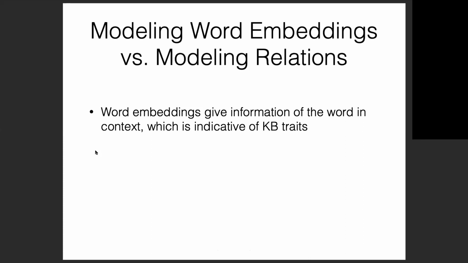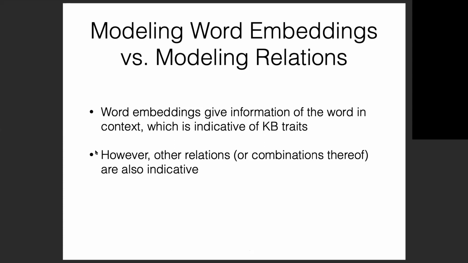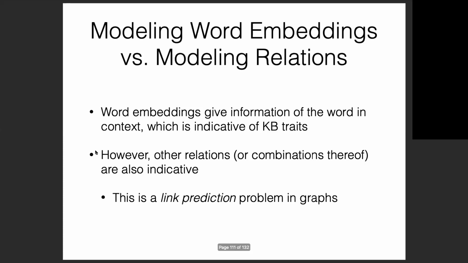So we can contrast between modeling word embeddings and modeling relations. Word embeddings give information of the word in context, which can be indicative of KB traits. So word embeddings, or I could also say entity embeddings, and also relations or combinations thereof are also indicative. And that's what I said before, but basically this can also be considered a link prediction problem in a graph. So we have entities as nodes of the graph and relations between the entities as edges in the graph, and we would like to fill in the edges that we don't know based on the other ones we know.